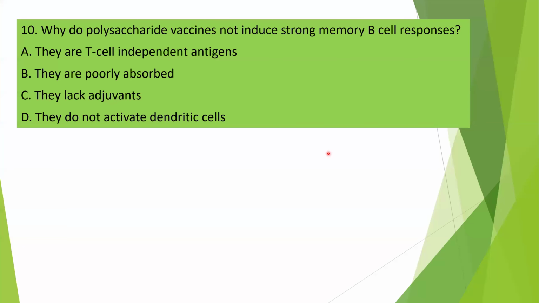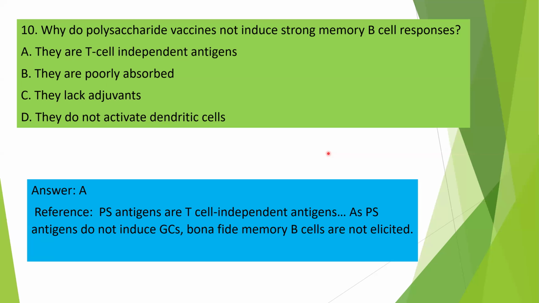Okay. Now, can you go ahead now? Why do polysaccharide vaccines not induce strong memory B cell responses? They lack continuous... What is it? Non-memory B cells. Give the answer fast. T cell independent antigen. They are T cell independent antigens. Okay. Read it now, the answer.